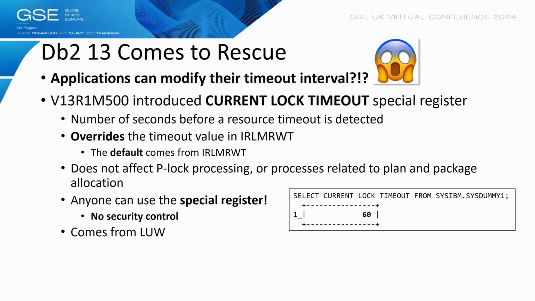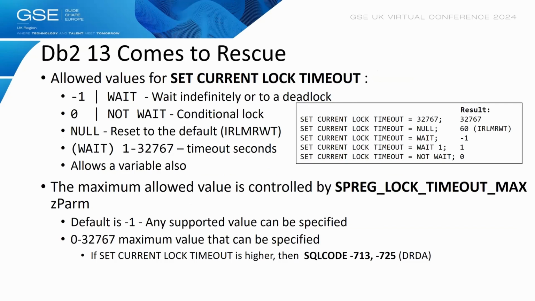In Db2 13 function level 500, IBM introduced the CURRENT LOCK TIMEOUT special register. It's basically a number of seconds before a resource timeout is detected, and it overrides the timeout value in IRLM. The problem with the special register is that there is no security control. You can change it in your application, right? You can see I have an example here. I just select the lock timeout, and I see this 60 because the default comes from the IRLM again. But fortunately, there is some control in Db2 13 which helps the DBA to control this behavior.